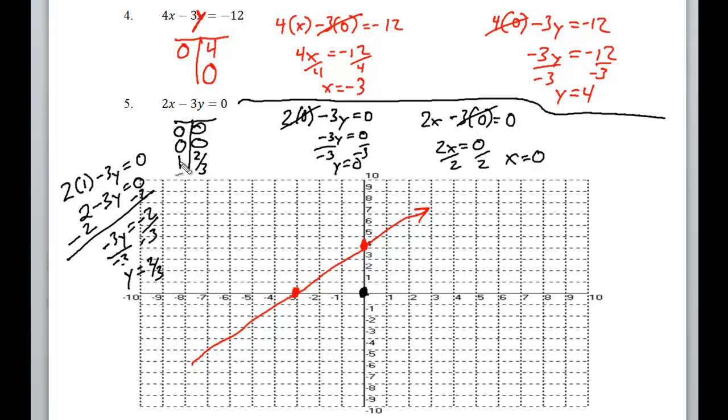So what do I do with this 1 and 2/3? I'm going to come over to my 1 and move up 2/3, about right there. And there I have my line. You can try another point to see if it'll intersect this straight line, but you'll see that it works.